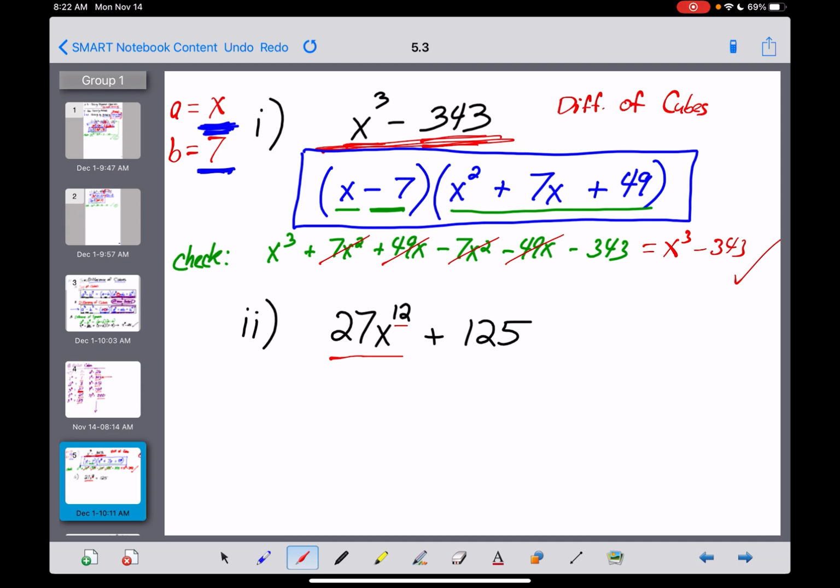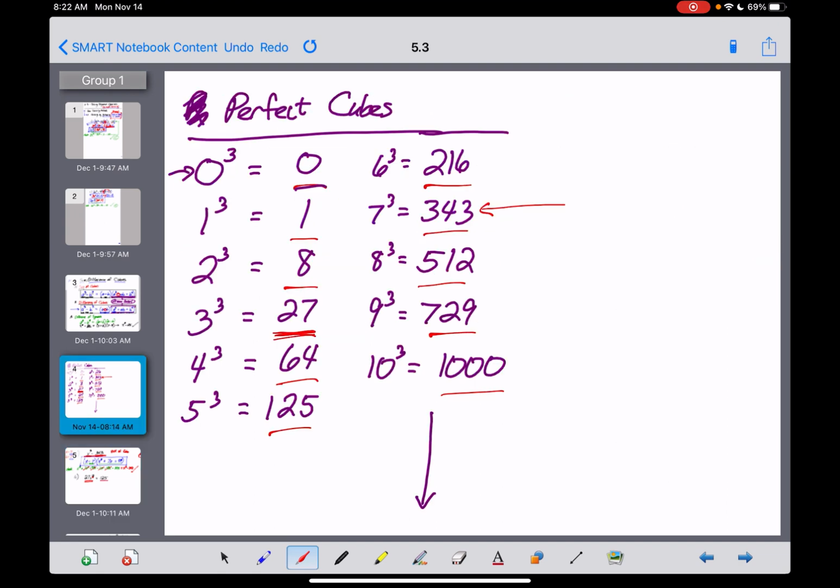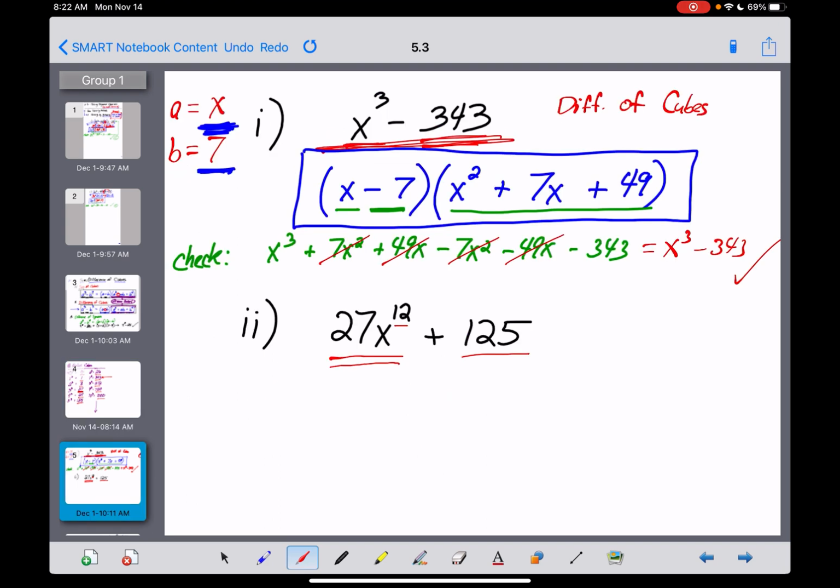So yeah, this first term is a perfect cube, and 125 was in that list of perfect cubes as well, right? Right there. It's the cube of 5. So it didn't really look like it, maybe not at first, but this one is, let's go ahead and write this down, a sum of cubes. So we can factor it using the pattern before.